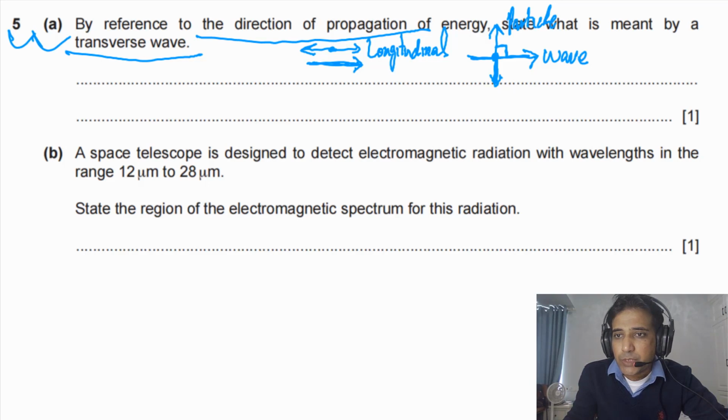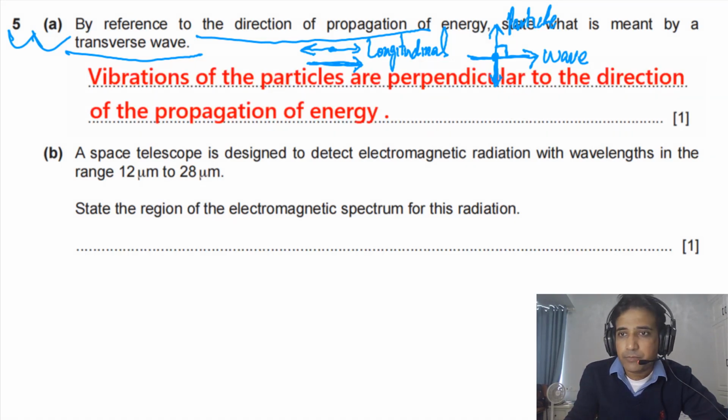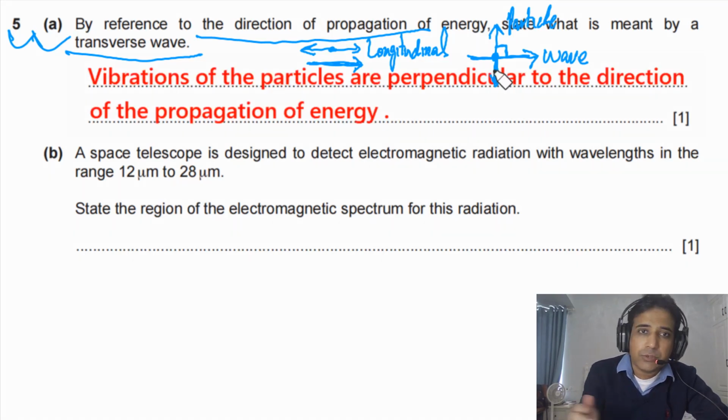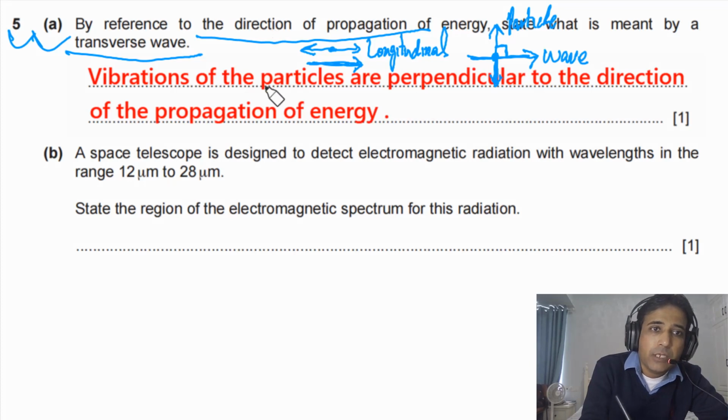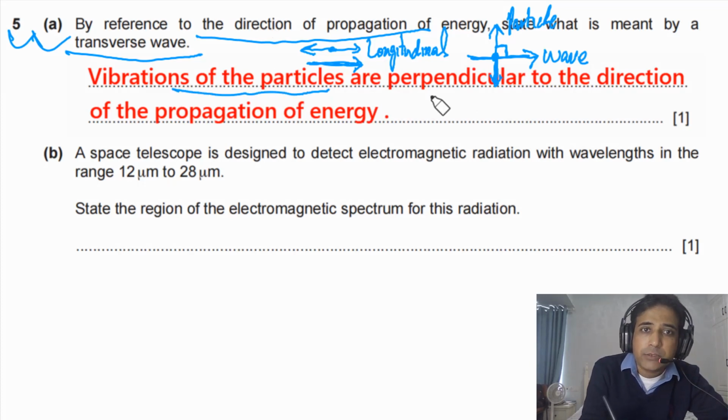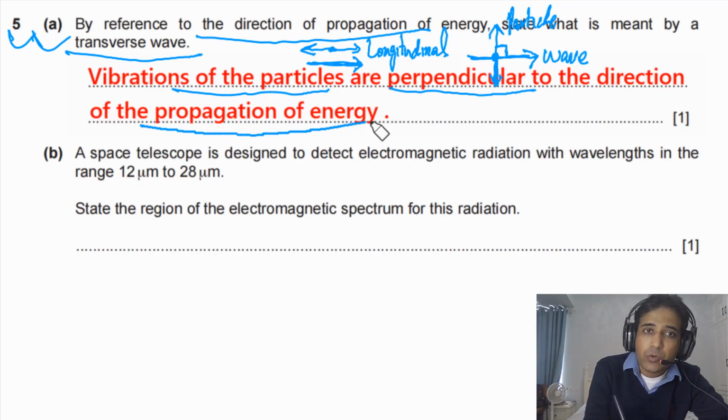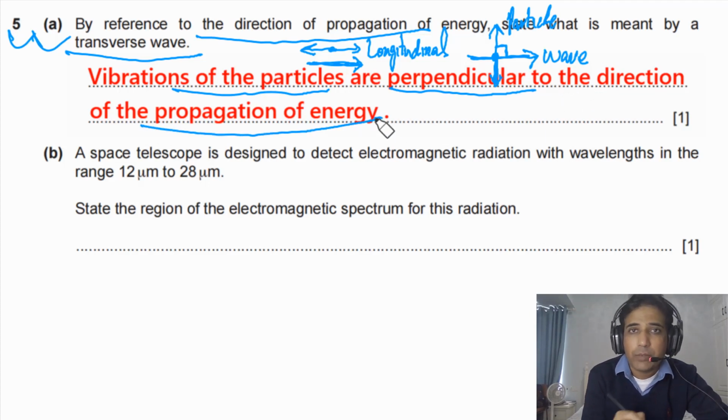Now let me show you the answer, how you can write down your answer. In your answer you can mention these points. You have to mention vibrations of the particles. You have to say perpendicular to direction of propagation of energy. So you will get 1 mark.